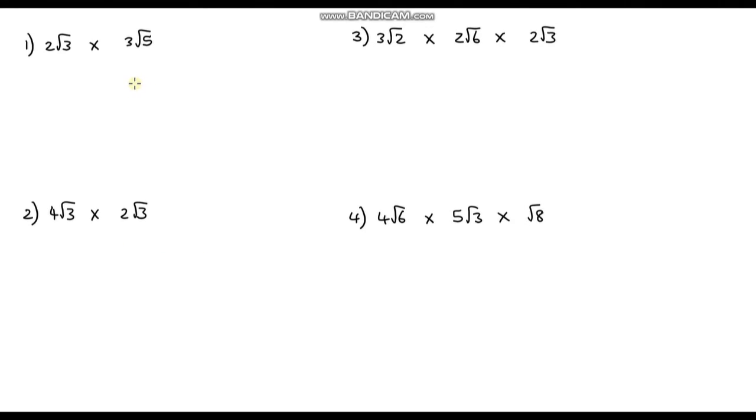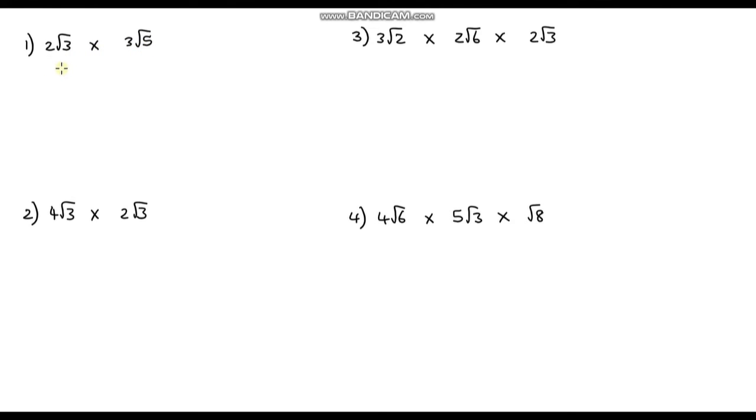Okay, I've got 4 questions for you to have a go at. So please pause the video and see if you can have a go at tackling these yourself first. Okay, so I'm assuming you've paused the video now, so let's go through them together. So question 1, 2 root 3 multiplied by 3 root 5.